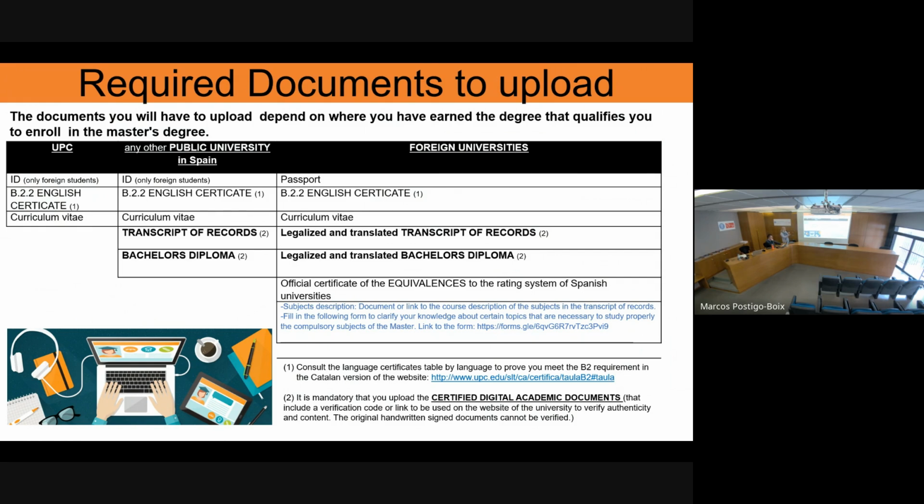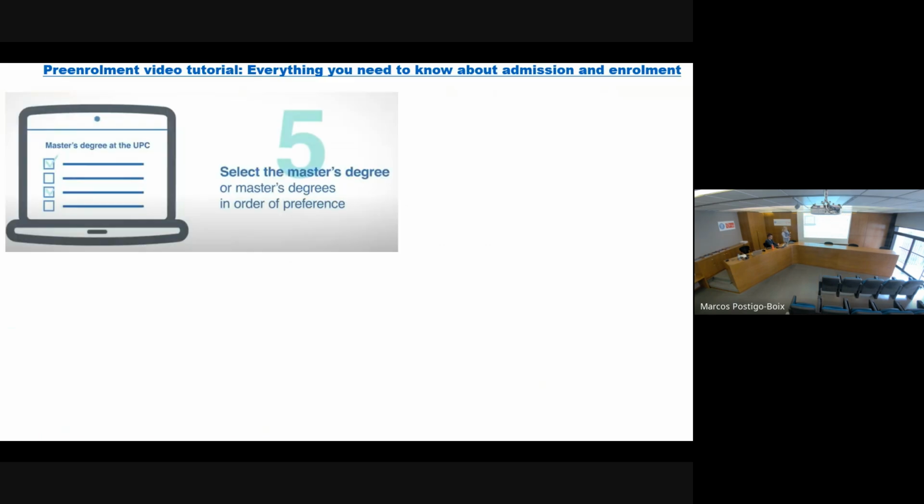And also you will have to fill in a kind of test or whatever, so they can clarify your knowledge of some of the subjects. So this is important for you to fulfill, okay? And all those documents, if you need your university to provide them, should be documents with digital signature or they should have a QR code or some way to verify their authenticity. Otherwise, you will have to come in person to prove with the original documents that you have these documents correctly legalized and translated. Okay?